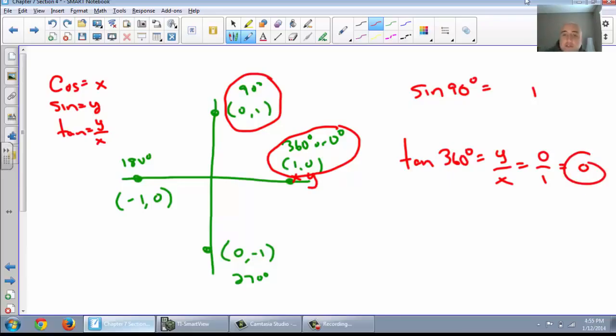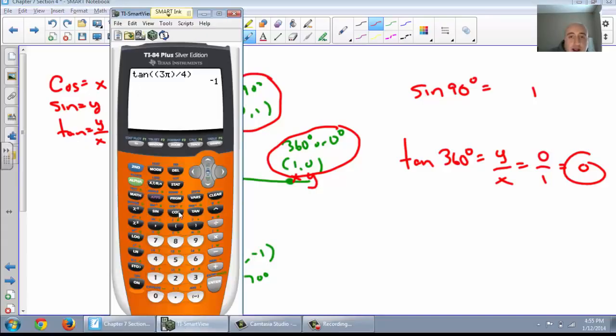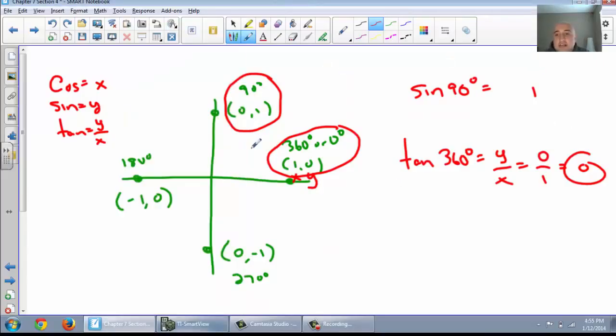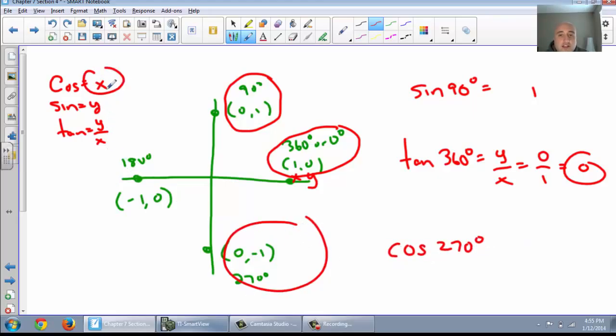So if you were to type tangent of 360 on your calculator, oops, I'm going to change my thing to degrees. So if you typed in tangent of 360, there it is, 0. Sine of 90, let's do sine of 90 like the one that we just did. 1. Okay, so these are easy. Last one. Let's do the cosine of 270 degrees. Here's 270. Cosine is x value. What's my x value? My x value is 0. There it is. There's my answer.